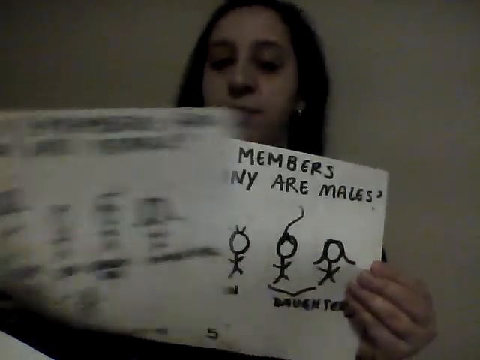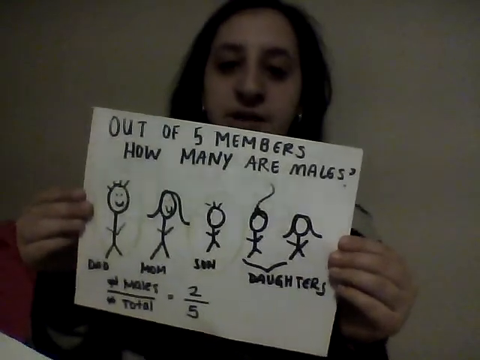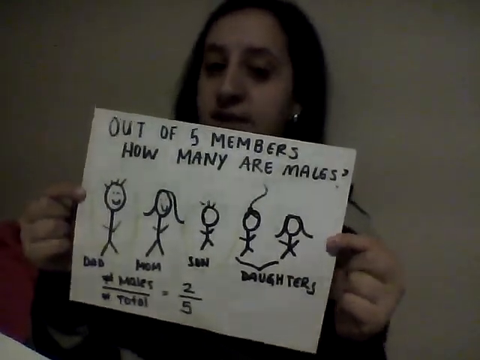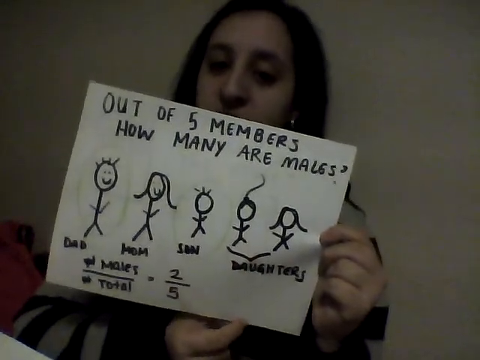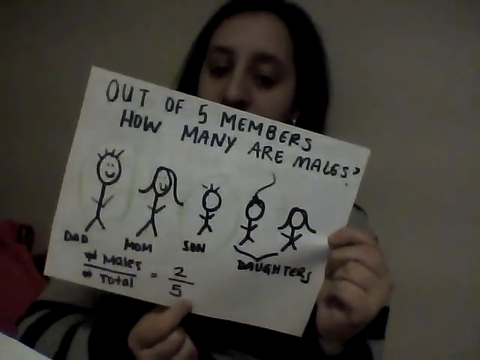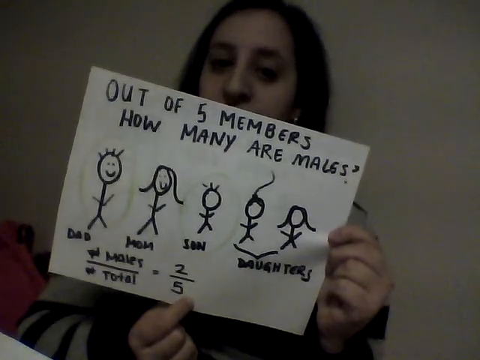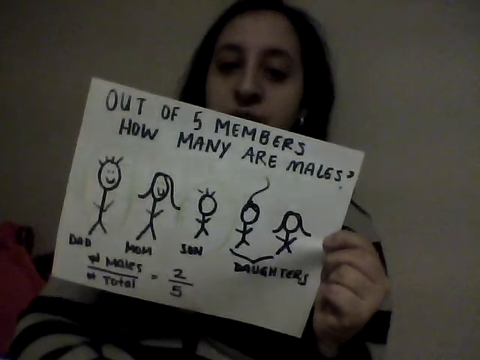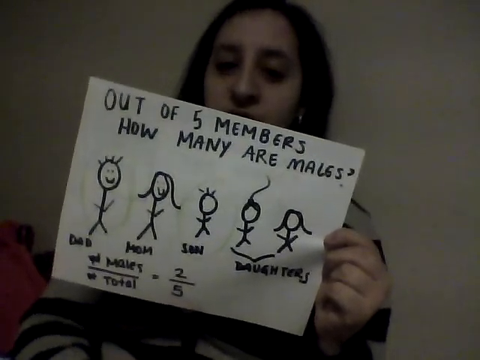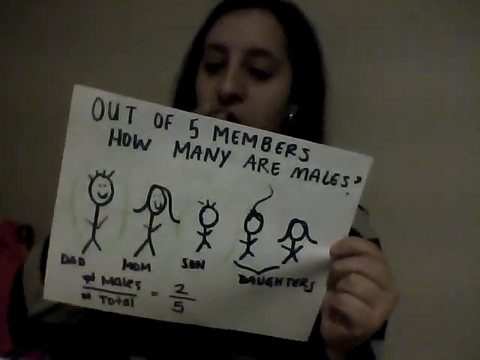Another example would be, out of the 5 members, how many are males? It's the same concept. You count up the total number, and that goes into your denominator, the bottom line, right there, the 5. And out of the males, you circle again, you have the dad, and then you have the son, which means 2 out of 5 of the family members are males.